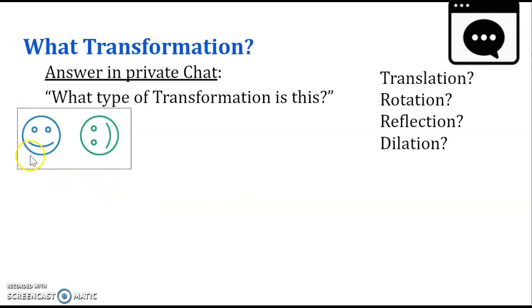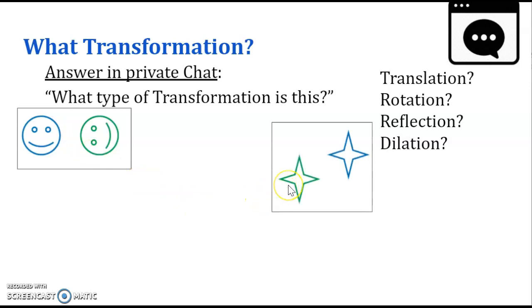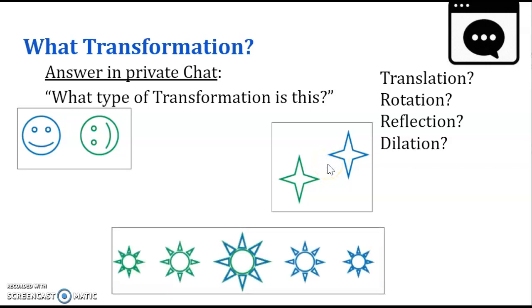The blue is the original and the green is the transformed diagram. So what sort of transformation is this? Rotation, right? This smiley face is rotated anti-clockwise by 90 degrees. What about this? The blue is the original and the green is the transformed image. Then what is the transformation? It's translation.